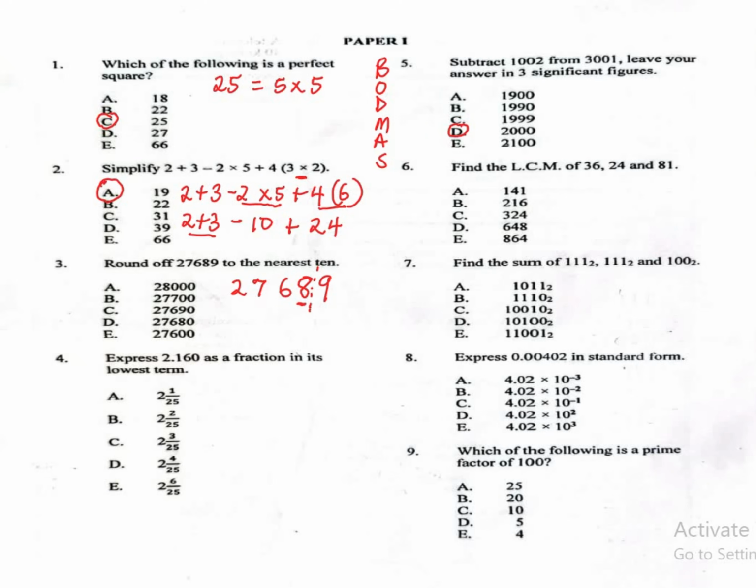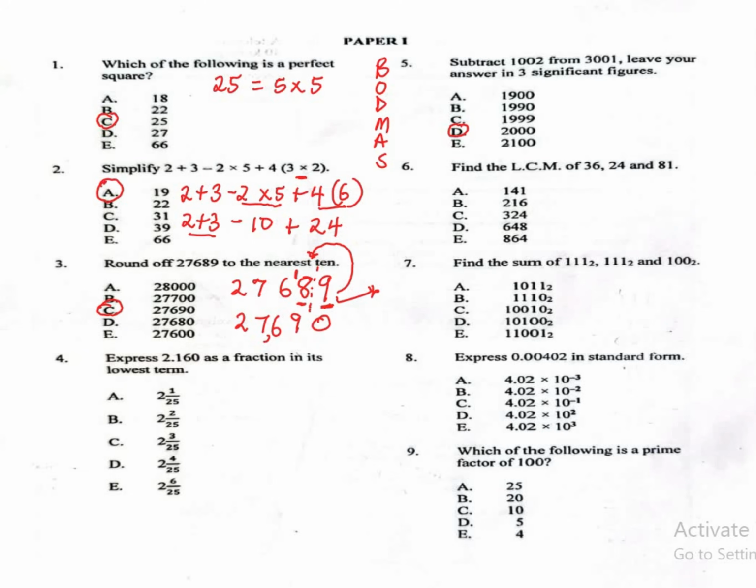So the closest number to the tens, which is 9, because it's up to 5, you round up 9 to 1 and add the 1 to 8. So we have 2, 7, 6, 8 plus 1. I rounded this 9 to 1, add it to this 8. 8 plus 1 is 9. Because I've rounded off 9 now, 9 will be 0. So my answer will be 27,690, which is option C.